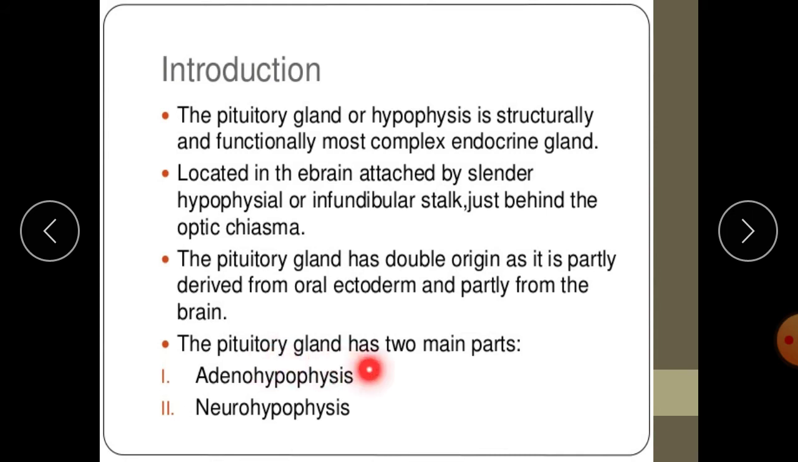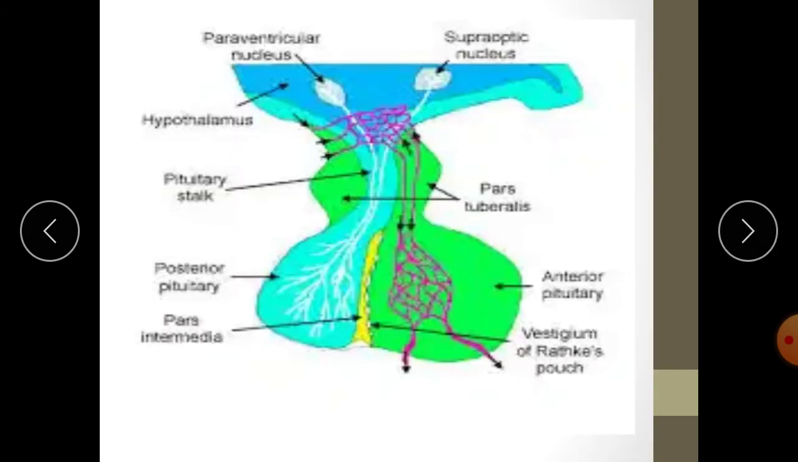The pituitary gland has two main parts, adenohypophysis and neurohypophysis. Adenohypophysis is also called the anterior pituitary. Neurohypophysis is also known as the posterior pituitary. So look here, this part is the anterior pituitary. Can you see this green part, the anterior pituitary, whereas this one is the posterior pituitary. The posterior pituitary has a connection to the brain. This part is called the hypothalamus.